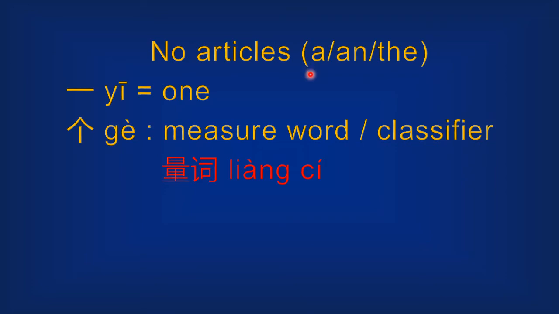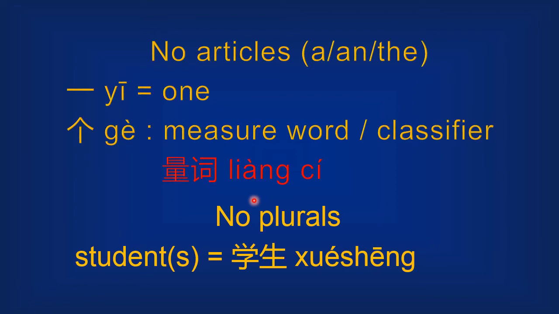There are no articles such as a, an, and the. Yi is actually one, a number word. But there are measure words, 量词, that are specific to Chinese and some other Asian languages like Thai and Japanese. There are no plurals for nouns.